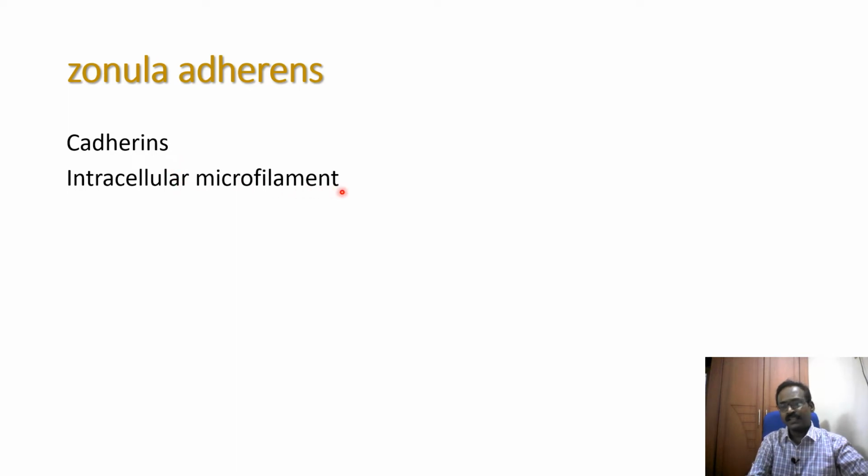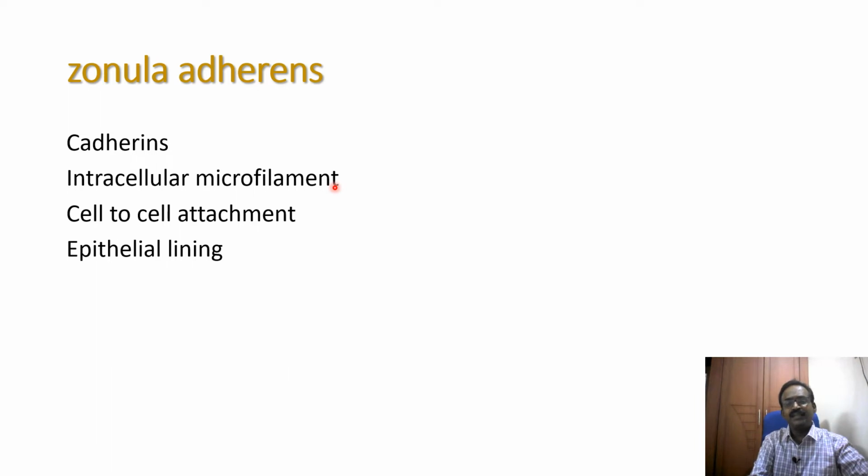Zonula adherens is seen just below the tight junction. These are made up of adherens. It is the main site for the intracellular microfilament attachment. It is one of the cell to cell attachments. It is mainly seen in the epithelial lining of the intestine.